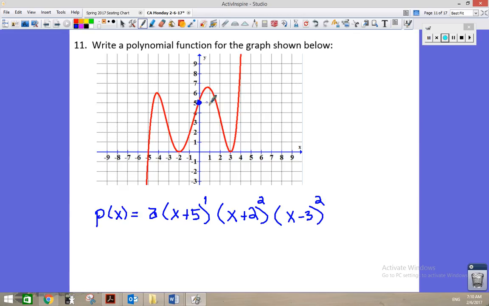So the coordinates of the y-intercept are (0, 5). So when x is 0, the output of this function is 5. So when x is 0, I just have 5 times 2 squared times negative 3 squared. And the output of this function, the left-hand side, when you evaluate p at 0, all of this arithmetic should equal 5.